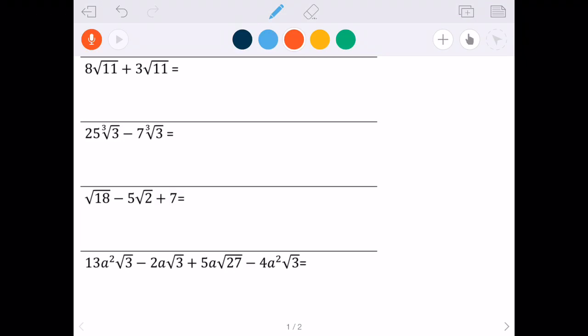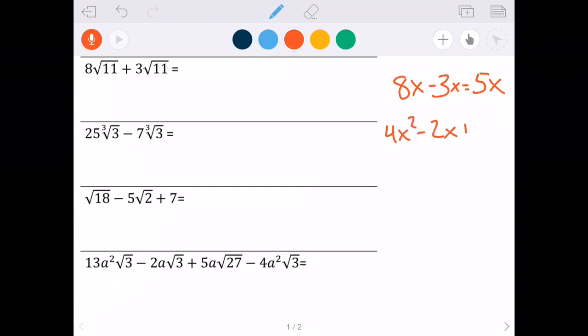Just a quick little warm-up. If you remember back to like terms, whenever we had something like 8x minus 3x, we noticed that they had the same variable, so that means they're like terms. We could have something like 4x squared minus 2x plus 8x squared. My like terms there are 4x squared and 8x squared because they have the same exact variable, the same exact exponent. So that would be 12x squared minus 2x.